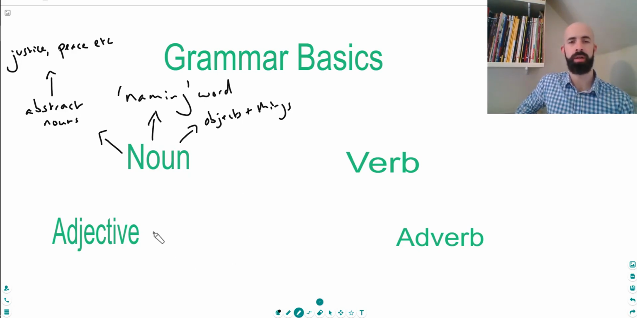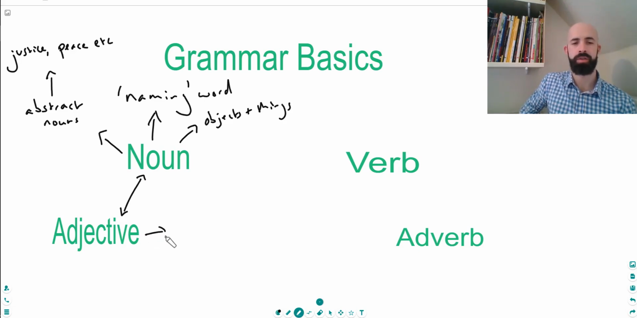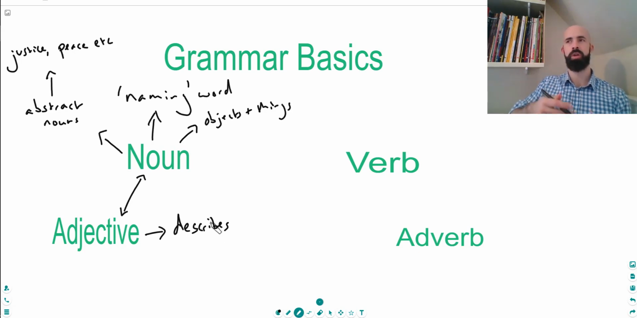Okay, so moving on, below the noun here and linked to the noun is the adjective. The adjective is a describing word and it describes a noun. So anything that describes a noun. So for example, the tall tree, the blue car. The adjectives in those sentences would be tall and blue because they're describing something. In one case the tree, and then in the other case the car. So they're describing a noun. An adjective describes a noun.